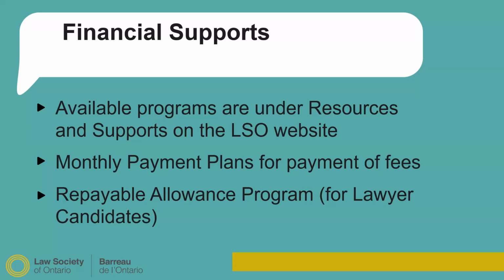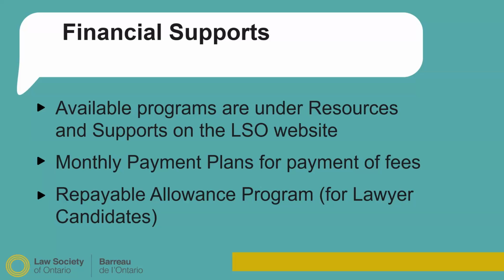Lawyer licensing candidates also may apply for the Law Society's Repayable Allowance Program. Please note that there are deadlines associated with the Repayable Allowance Program, which are outlined on the Financial Assistance section of the Resources and Supports section of the website. Candidates should be mindful of those dates when making arrangements to pay so that they do not delay access to the study materials or lose their ability to register for an upcoming examination sitting.